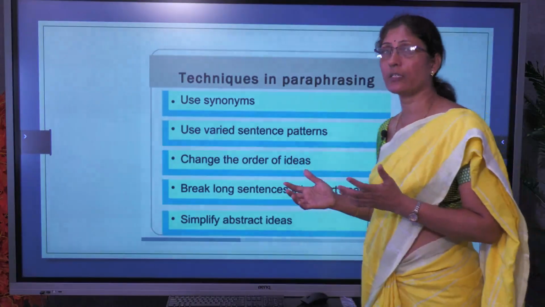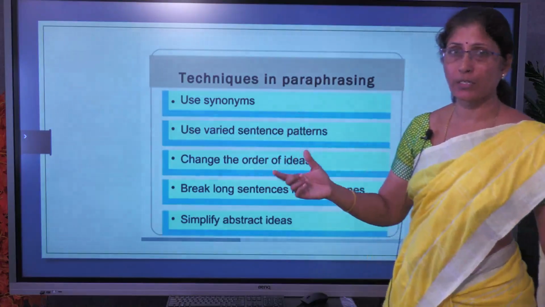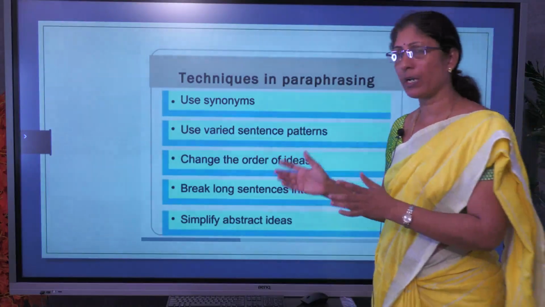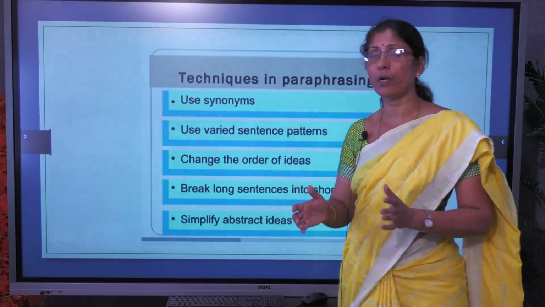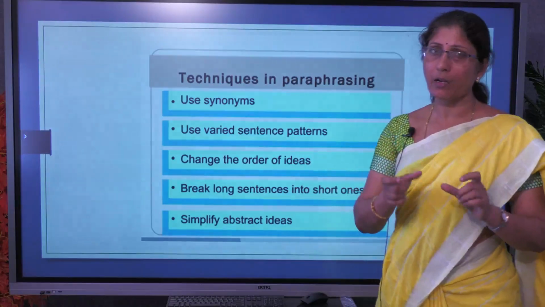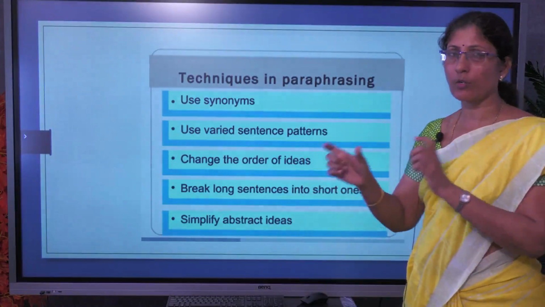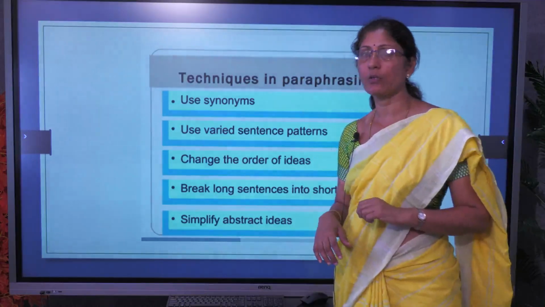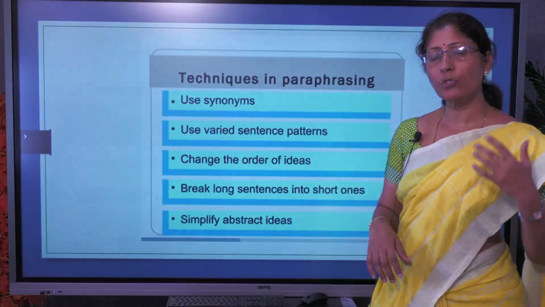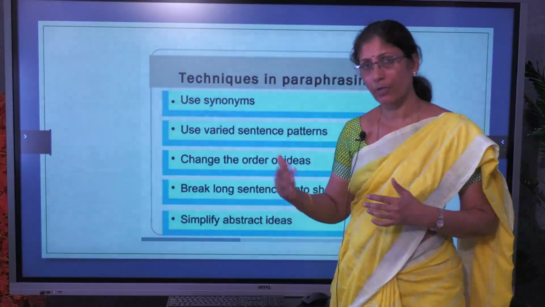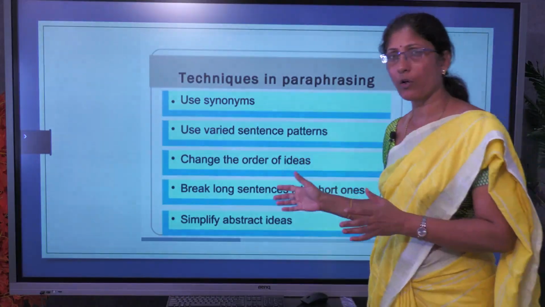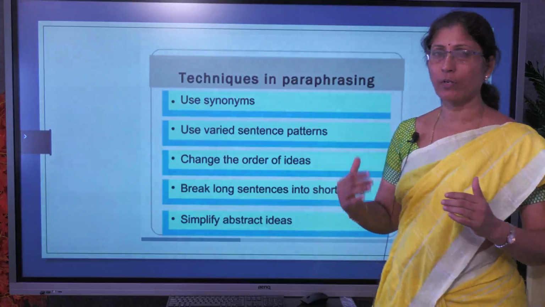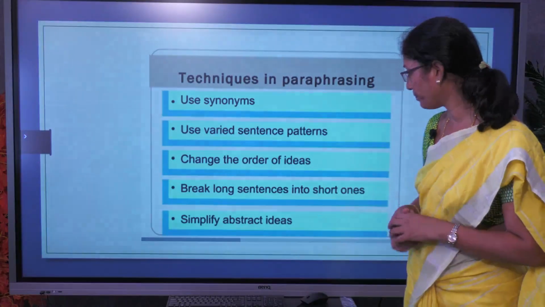Suppose the original text has a lengthy and complex sentence, then we can make it simpler, and we can present the ideas simply in one sentence or in short sentences, okay. Next, simplify abstract ideas. Abstract ideas means the ideas which are developed from general information. So we can also present them carefully.